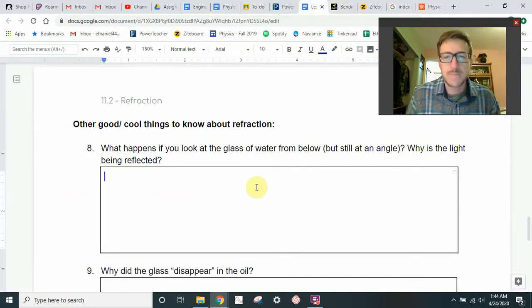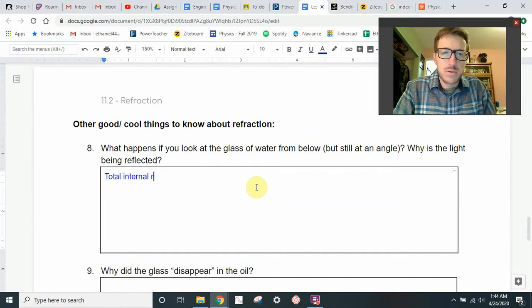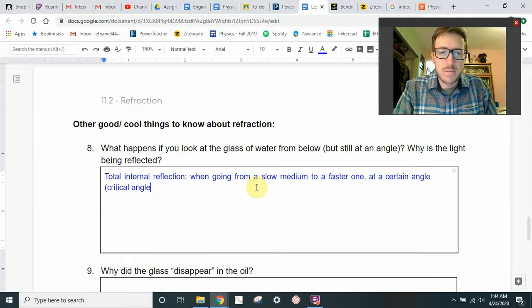So this is something that's called total internal reflection. When going from a slow medium to a faster one at a certain angle called the critical angle, all light is reflected, none is transmitted.